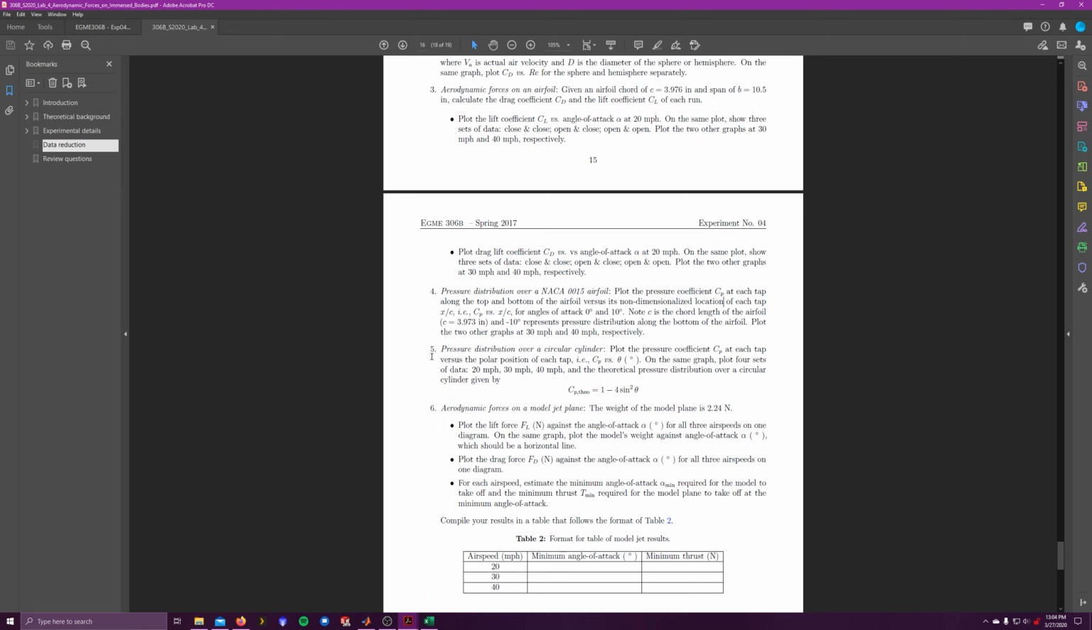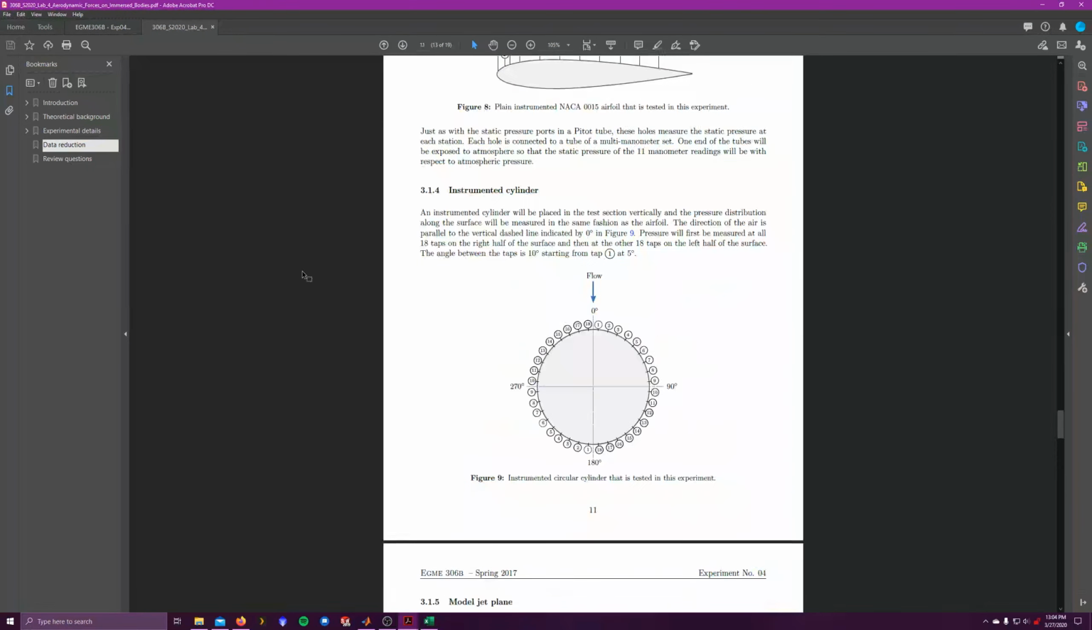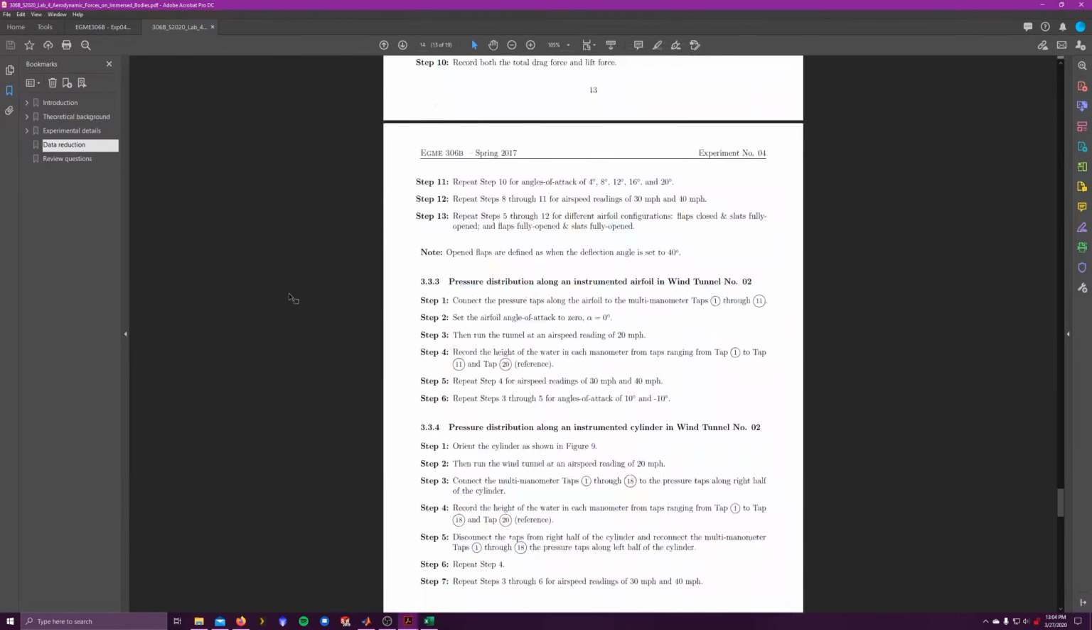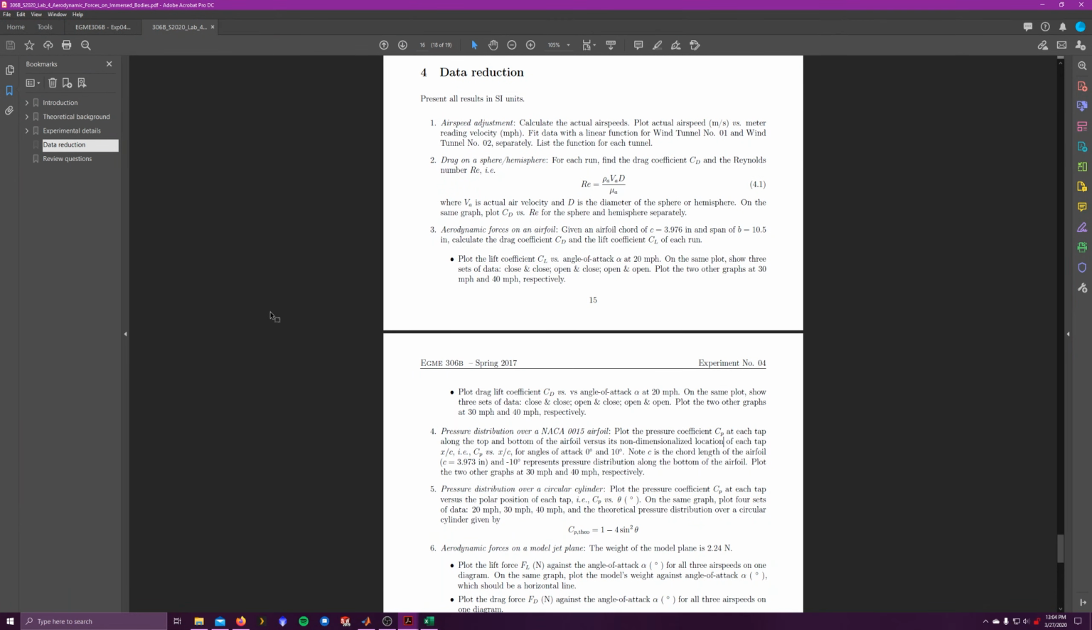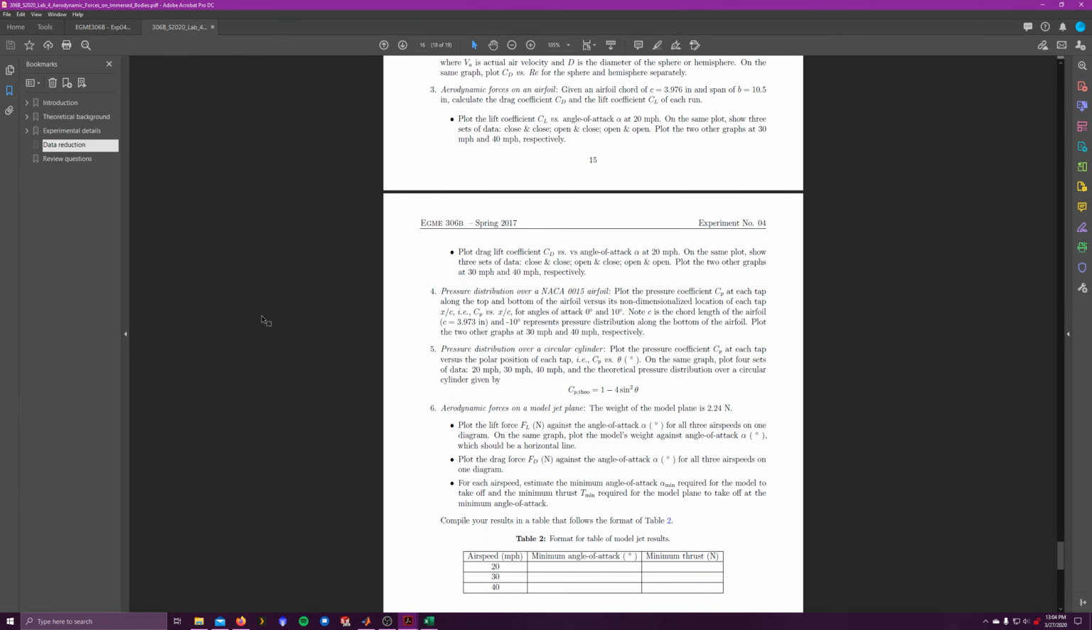Okay, and then the last thing we're going to do is look at the pressure distribution on a cylinder. For that, we had pressure taps as well. Let's go up really quick. It looked like this. So we had all of these pressure taps. We're going to plot that pressure distribution against the angle theta here. And then we're also going to plot the theoretical pressure distribution and compare that to what we actually measured. And we're going to do that again for different airspeeds here.